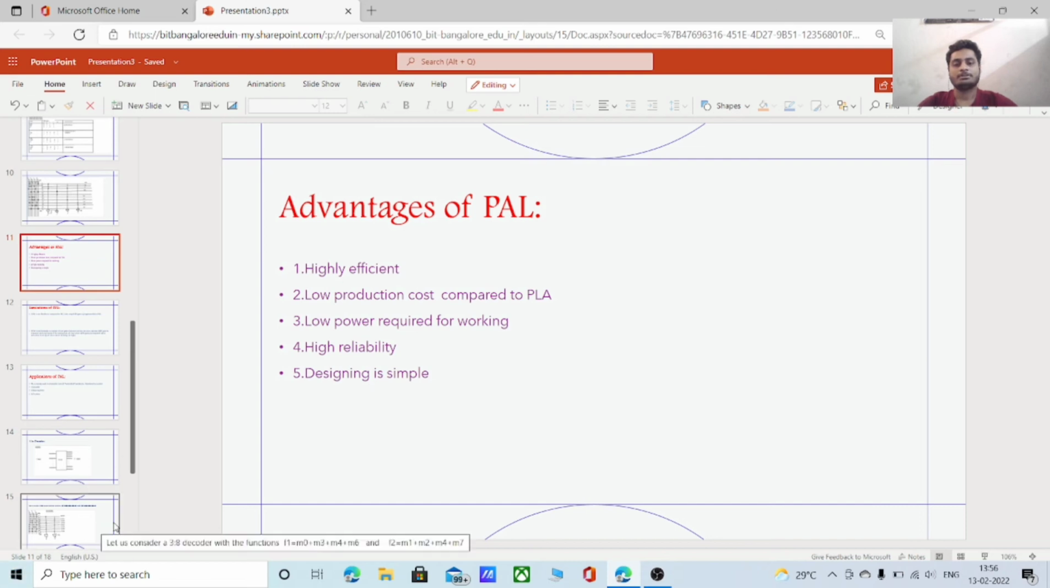Let's know what the advantages of PAL are. PAL is highly efficient. It has a low production cost compared to PLA because PLA has an AND array and an OR array, and both are programmable in PLA, but in PAL only the AND array is programmable, and the OR array is fixed. Power requirement is less, it's highly reliable, and designing is simple.